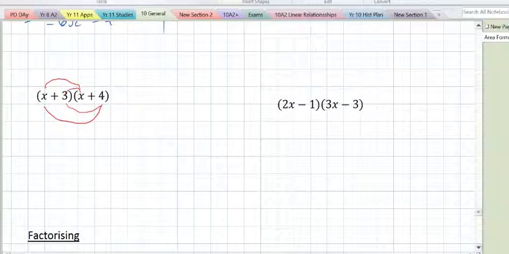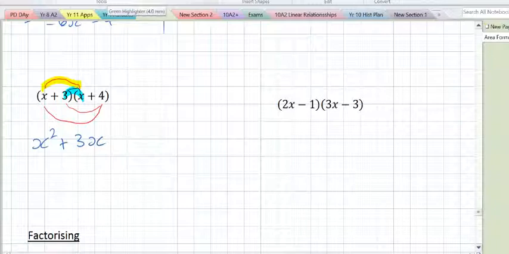X by x is x squared. Good. So that's this one here, x squared. Now let's go 3x by x. 3 by x. It doesn't actually matter what order, but yes, we can do that one. Plus 3x. Good.